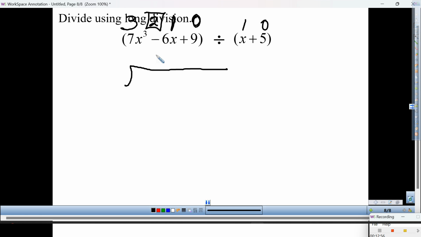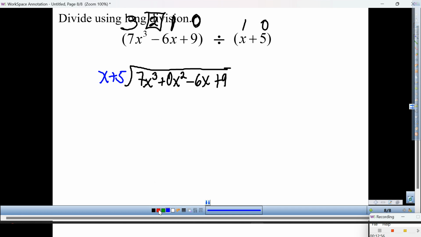Our dividend goes in here, which is this one. So I start with 7x cubed. So that's the 3rd degree. What is the next degree down from the 3rd degree? 2. Since we don't have anything, you're going to write plus 0x squared. That's our 2nd degree. And that was the practice that I left you on last night's homework. Next, minus 6x and 9. And what goes outside? Our divisor, which is x plus 5.